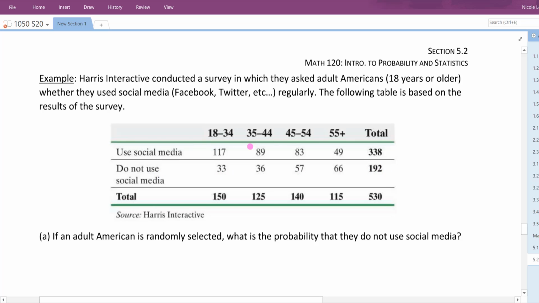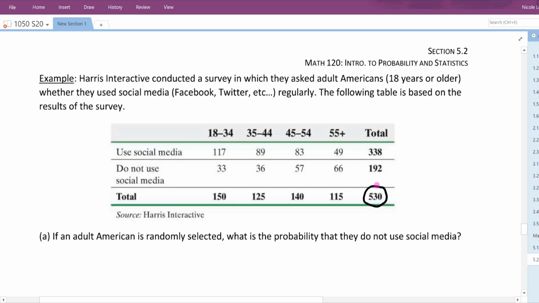And then here, the columns are going to be the age groups. These are the people who are 18 to 34. You have 150 of those people. Then you have these people who are 35 to 44, 125 of them. These people 45 to 54, you have 140 of them. And then you have these people 55 and older, and you have 115 of them. And then here is this number in the corner. That's going to be the overall total.